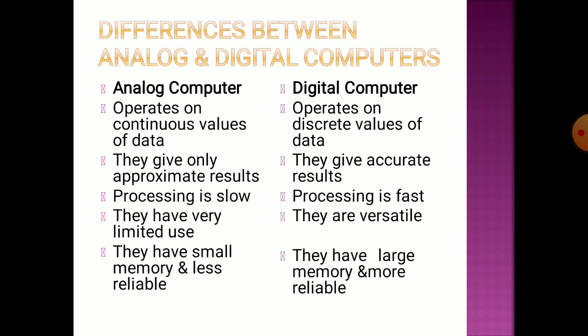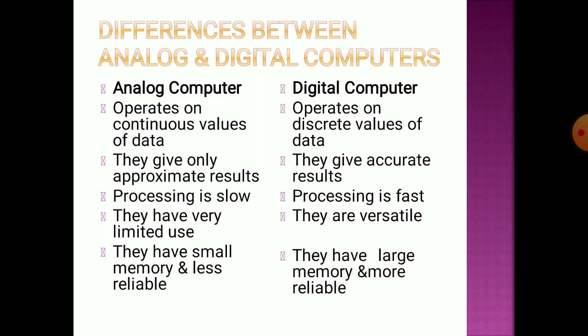The second comparison: the analog computer will give you only approximate results, and the digital computer will give you accurate results. Approximate means it can vary. It can be or it cannot be, probably we can say. And in digital, we get the accurate, exact value. Next, based on speed, in an analog computer the processing speed is slow, and in a digital computer the processing speed is fast. If you compare the speed of calculation, the analog computer is slow compared with the digital computer.